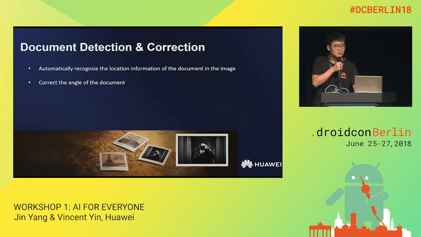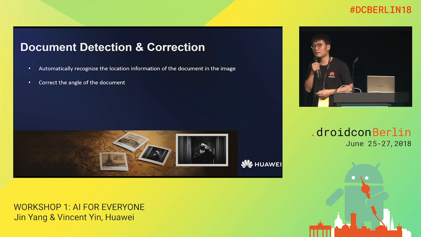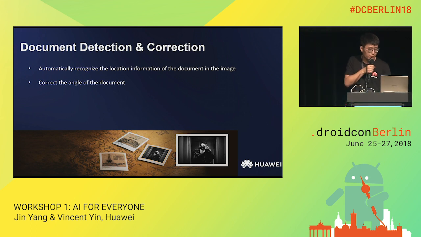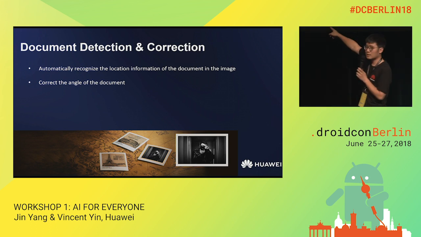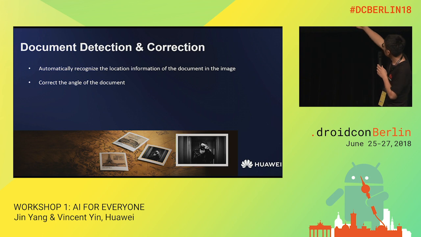So the solution is about several APIs together that can deal with this problem. The first one is document detection and correction. You see the photos here. We can use document detection to detect where the document is, and we can correct the angle of the documents like this.